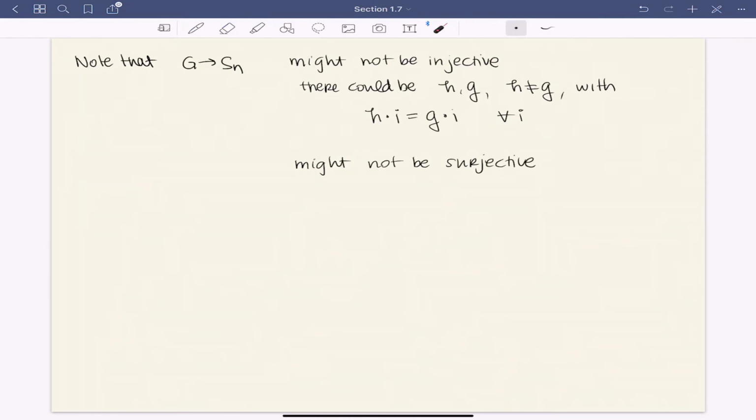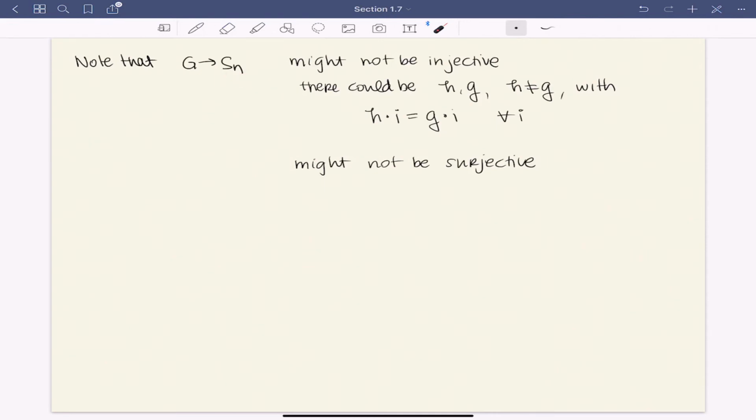So if you think of the group action as being G scrambling the elements of 1 through n, and Sn as being all the different ways you can scramble the elements of 1 through n, what I'm saying is that G doesn't have to do all of the scrambling possible. It might just do some subset of this, some subgroup of the scrambling, and that's okay.